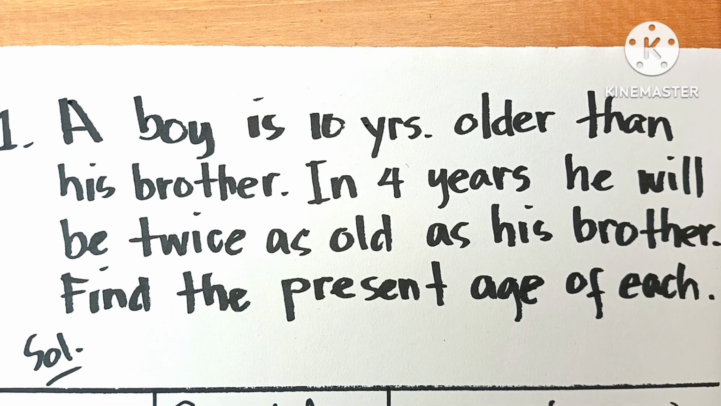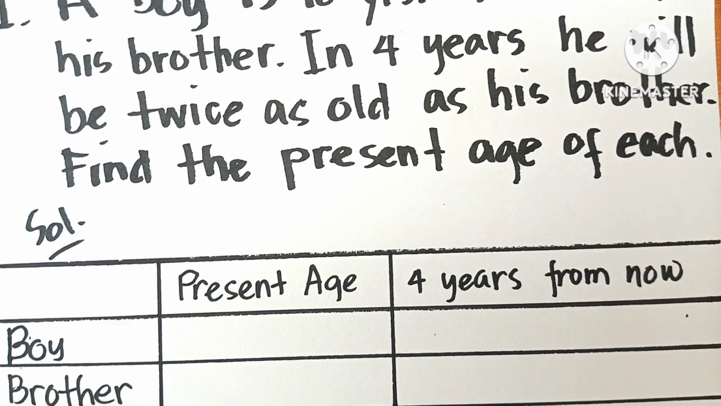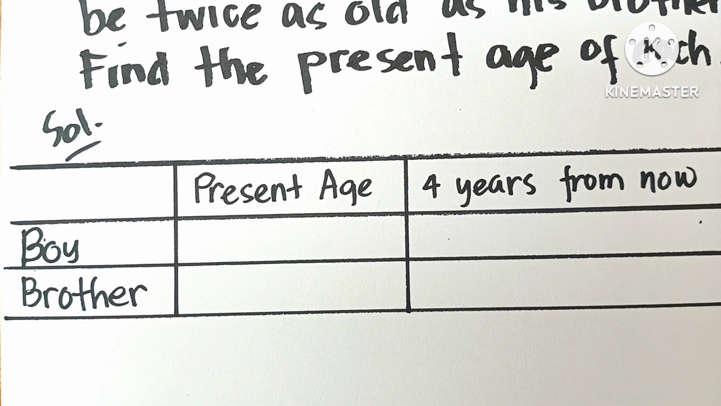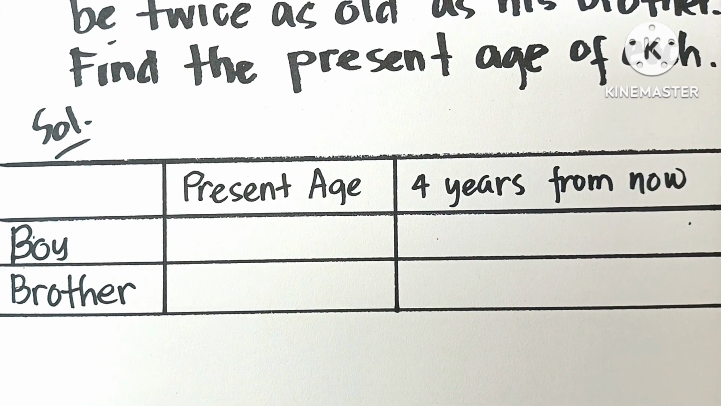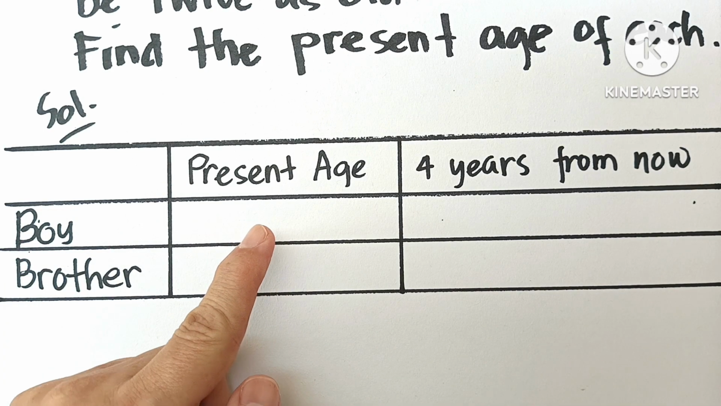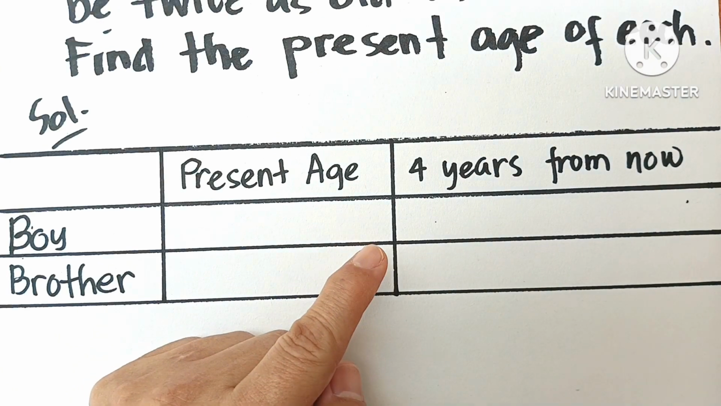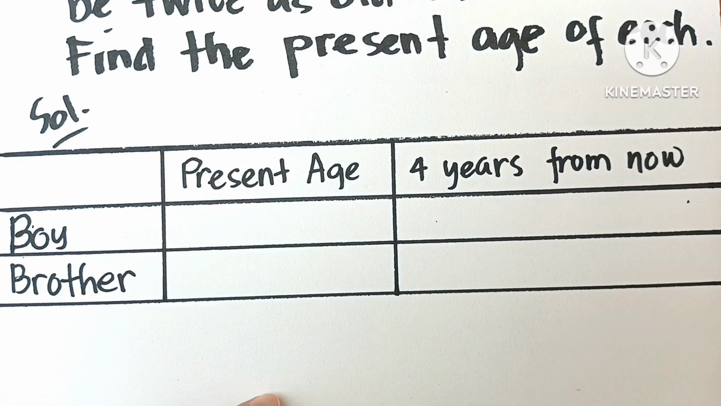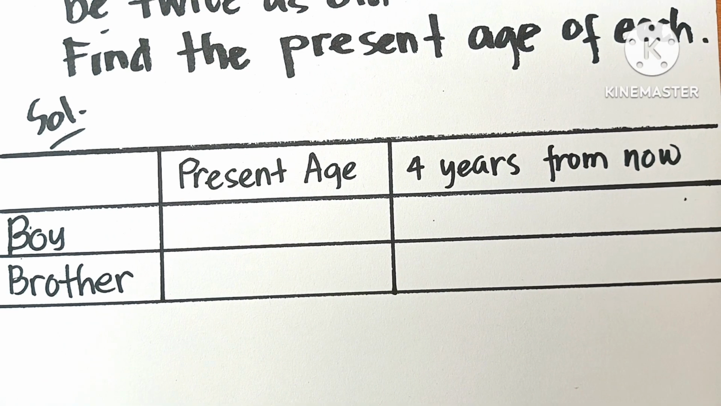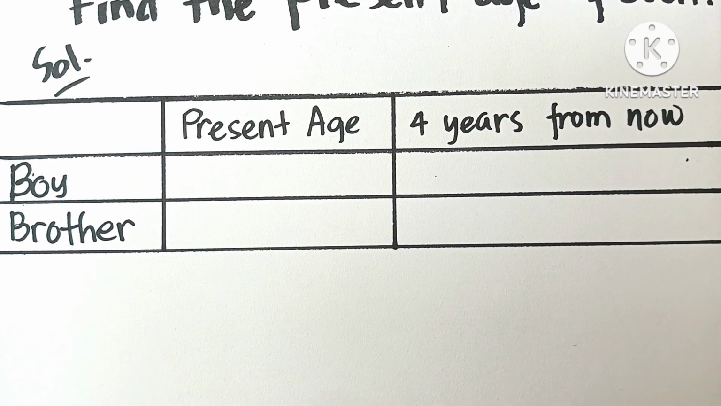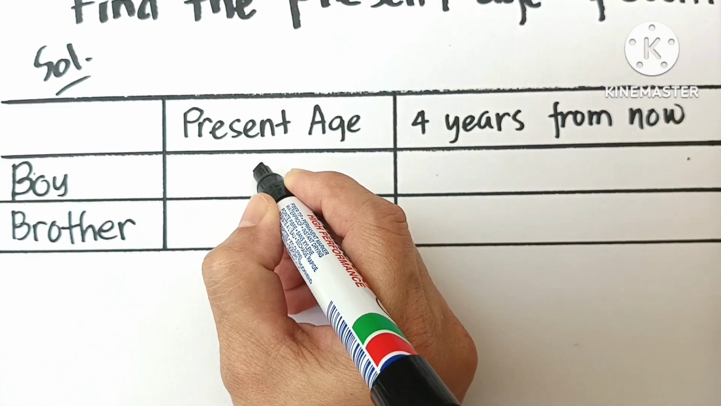Now, constructing a table is very useful in solving age problems. That is why I made a table in advance. But how do you construct the table? In the first column, of course, are our main characters, the boy and the brother. For the second column, we have the present age, because that is what is being asked. And for the third column, we have the age 4 years from now. Why do we need a column for that? Because it was mentioned in the problem.